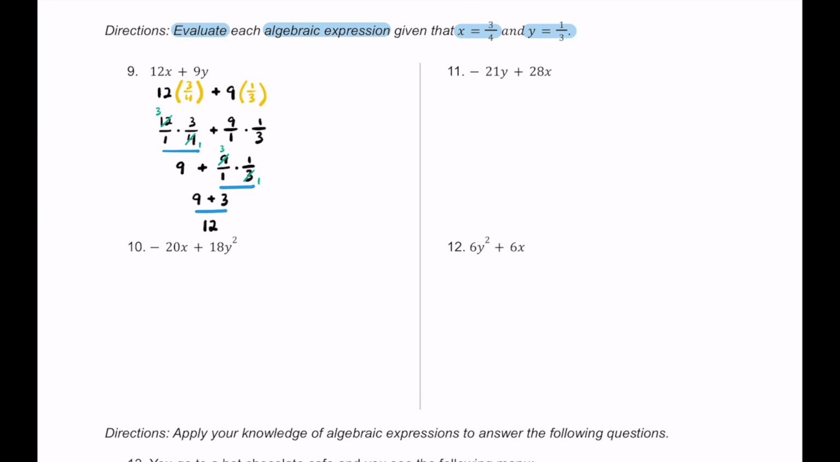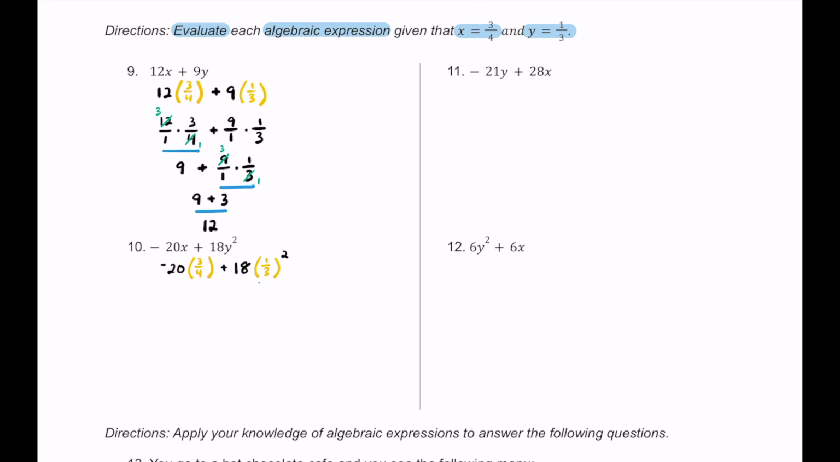For number 10, we have this expression of negative 20x plus 18y squared. So this is negative 20. We're going to multiply that by x. Now x is 3/4, so let's go ahead and substitute that in as 3/4. And then we're going to go ahead and add the product of 18 and y squared. So y is 1/3. Let's go ahead and plug in 1/3 here. And we're going to go ahead and square that. Okay, so between these here, it looks like we have multiplication, addition, we have multiplication, and then we have a power at the end here.